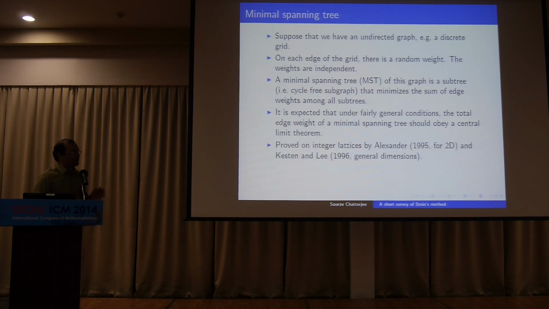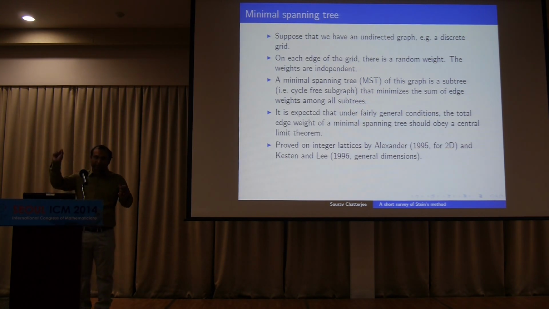So this is actually a solved problem in certain cases. Well, not on lattices. I'm sorry about that. It's not proved on integer lattices. It's for the continuum version, but the proofs can be carried over. There are papers by Alexander and by Kesten and Lee which dealt with a slightly different version of this problem, where you have points thrown down at random, and you're looking at the minimal spanning tree of these points.